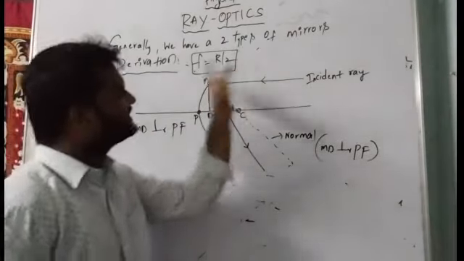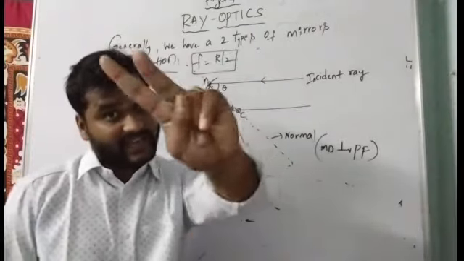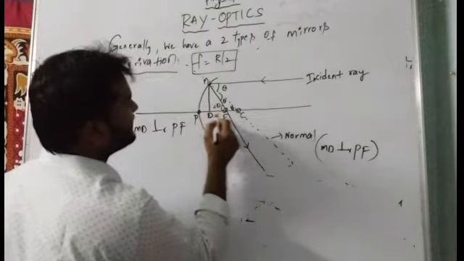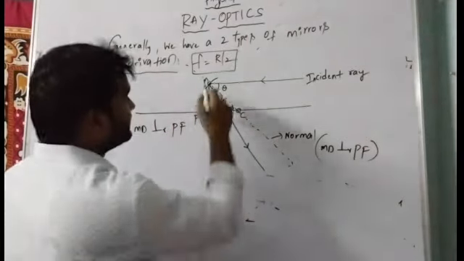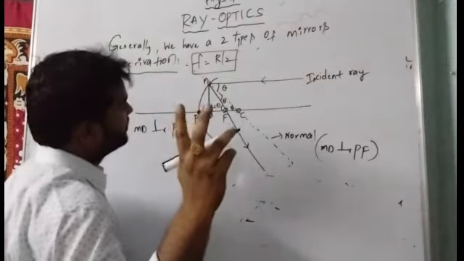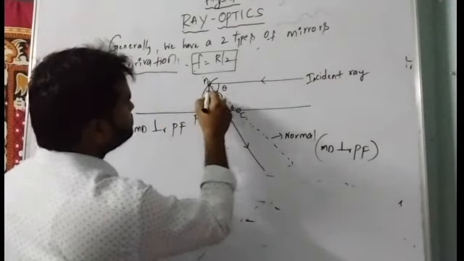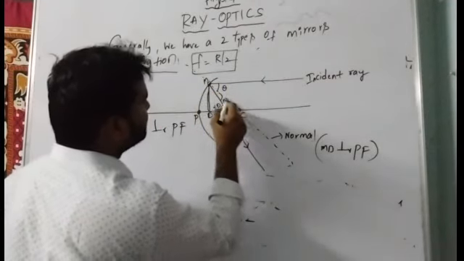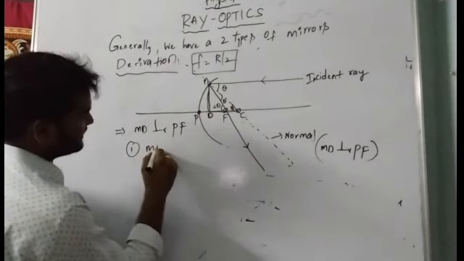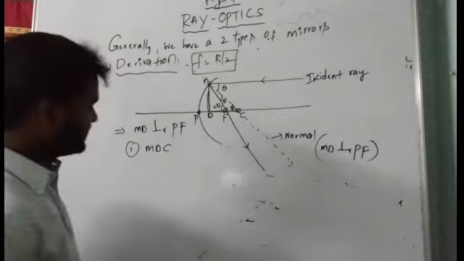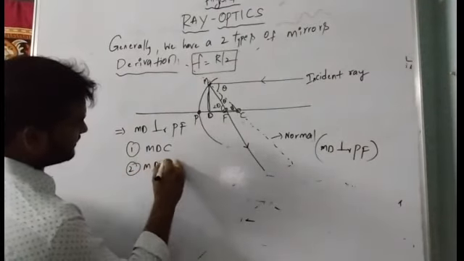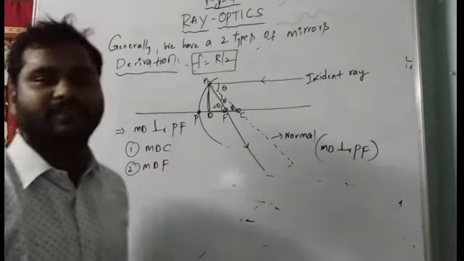If I observe this diagram, I can observe two triangles. See here, MDC is one triangle, MDF is another triangle. Once again, MDC is the first triangle. See here, I am writing the first triangle, MDC, and the second triangle, MDF. It is the second triangle. Can I write like that?